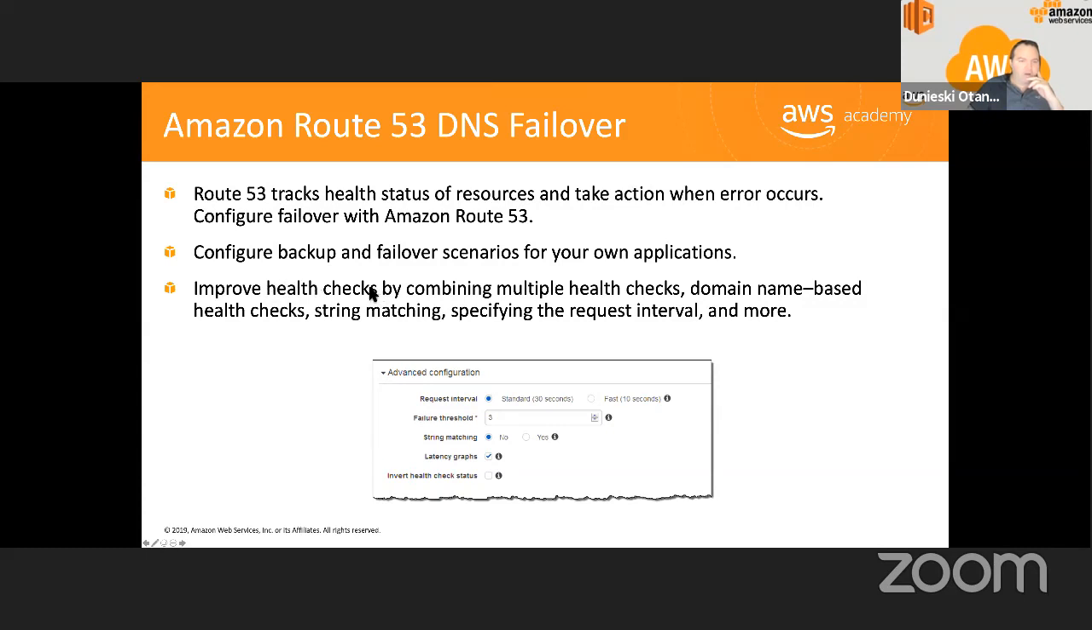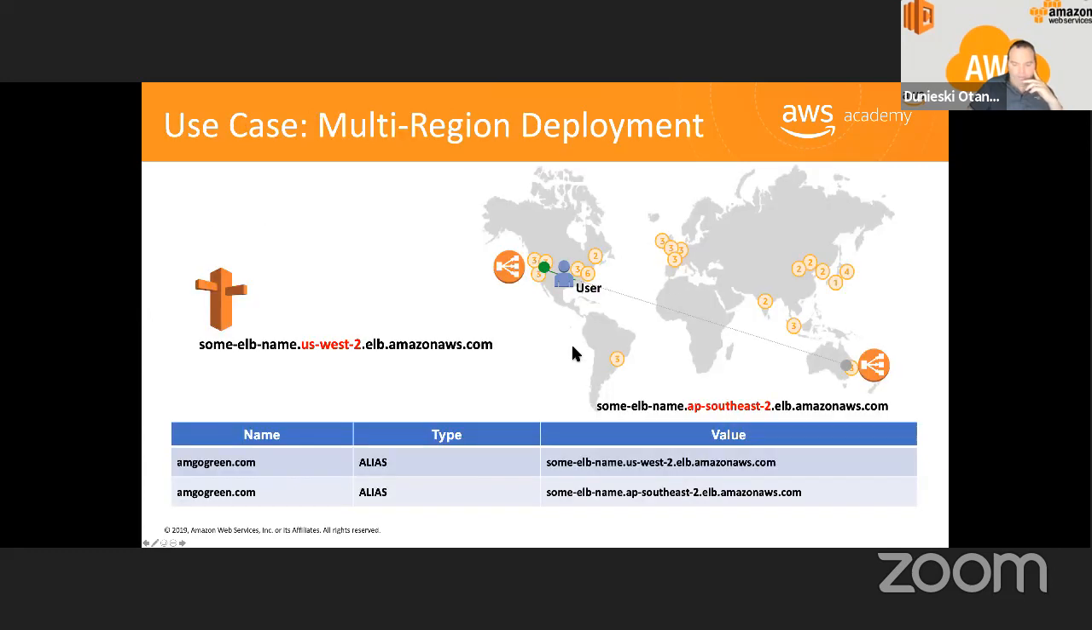So health checks are super important because that's what guarantees that an EC2 is either healthy or not healthy, and that's what guarantees that the traffic will be sent to the operational instances, not to the ones that are not functioning at the moment.